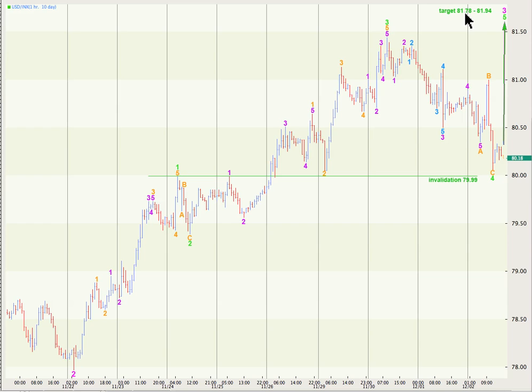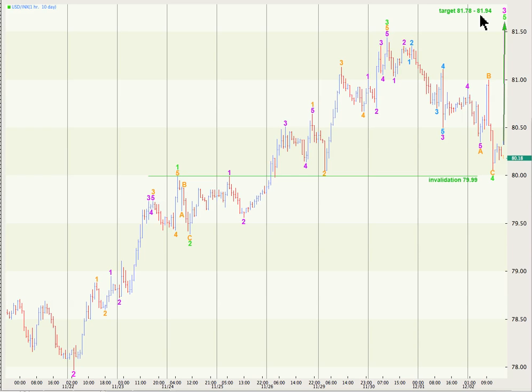At 81.78, wave 3 pink will reach equality with wave 1 pink, and at 81.94, wave 5 green will reach equality with wave 3 green. So that's our upside short-term target for wave 5 green to end wave 3 pink for the next 5-wave structure to the upside. That should look something like this.